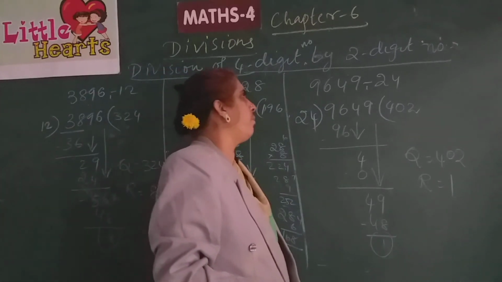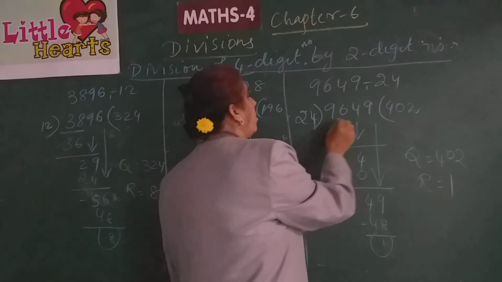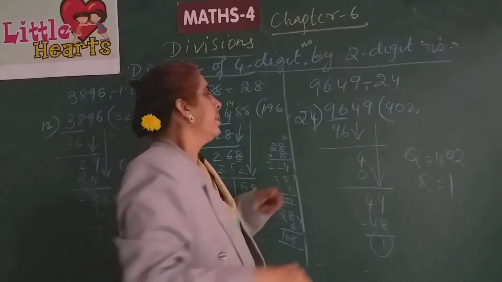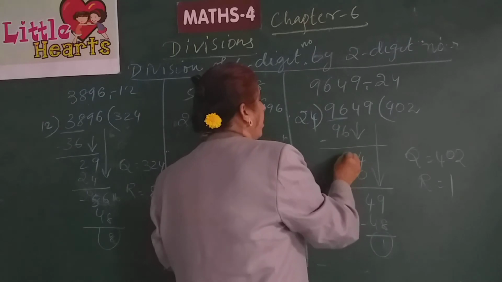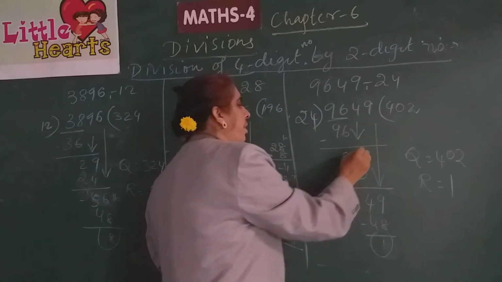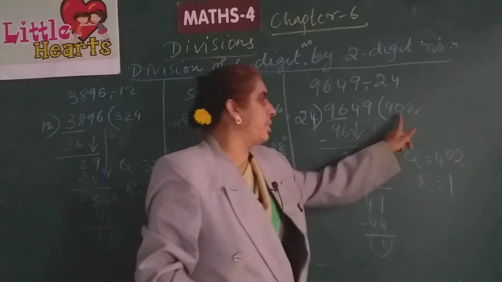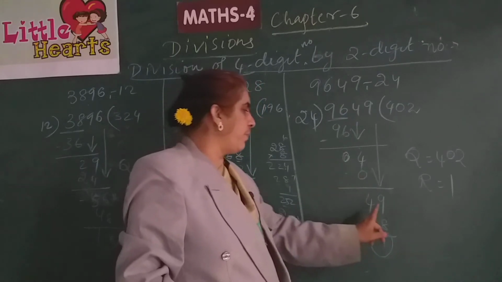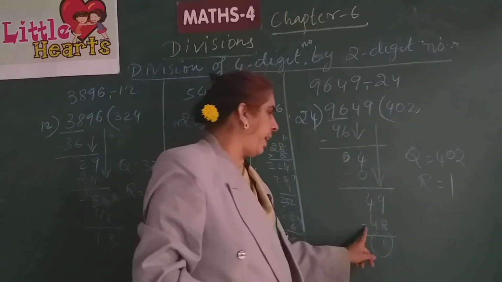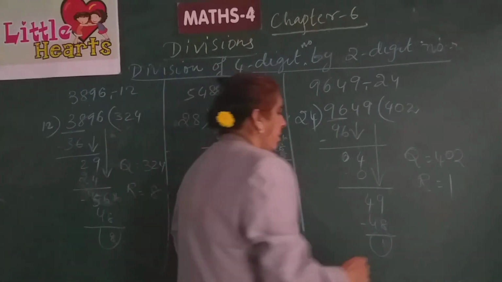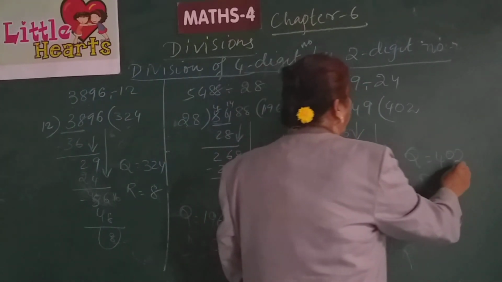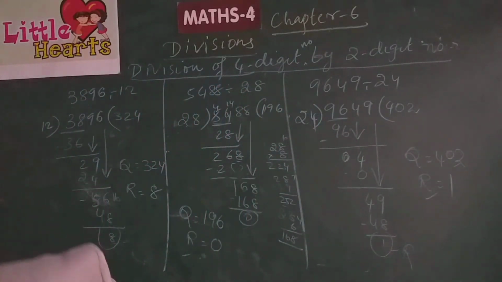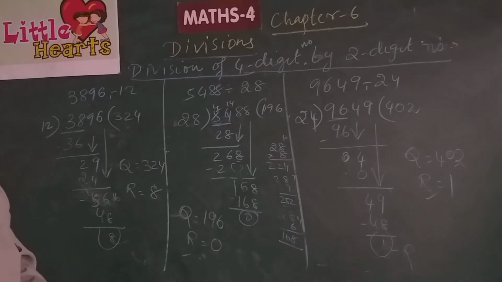And 9649 divided by 24. Take 2 digits, 96. 24 4s are 96. So 96 minus 96 is 0. Bring down 4. Every brought down number should be divided. So 24 zeros are 0. 4 minus 0 is 4. Bring down 9. Now it is 49. 24 2s are 48. 49 minus 48 is 1. So this is the remainder. Quotient is 402 and remainder is 1. In this way, a 4-digit number can be divided by a 2-digit number.